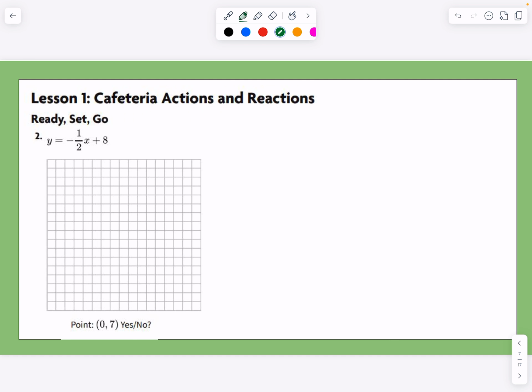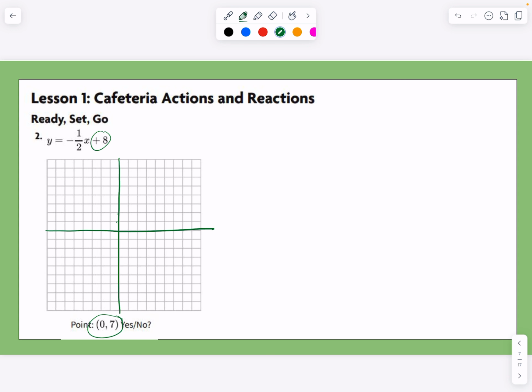Okay? Let's look at the next one. So number 2. Here we have y equals -1/2 plus 8. So what I'm going to start off on this one here, I'm going to go ahead and draw my graph like so. And I want to see if this point is on the line. I'm going to look at my y-intercept as +8.